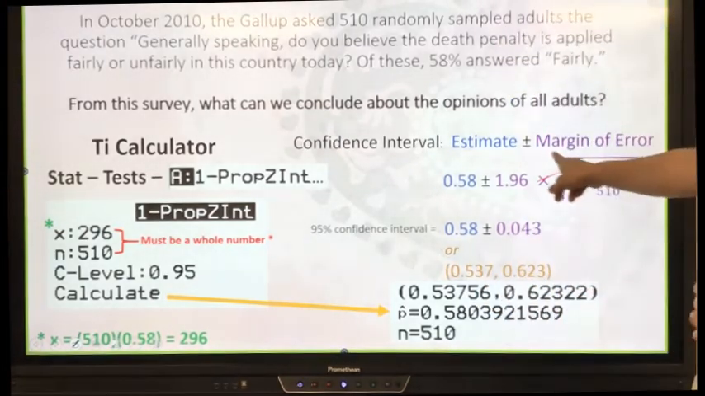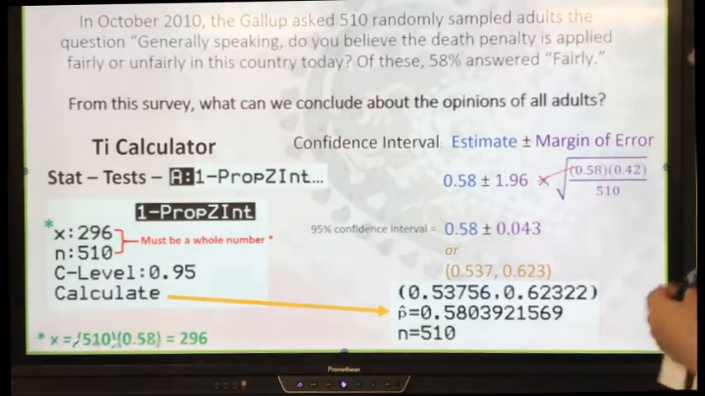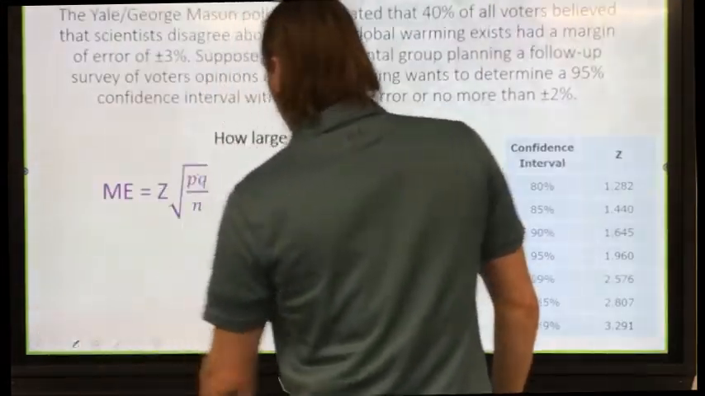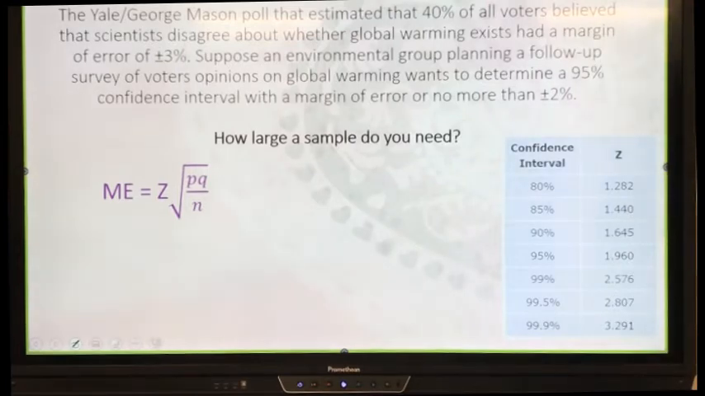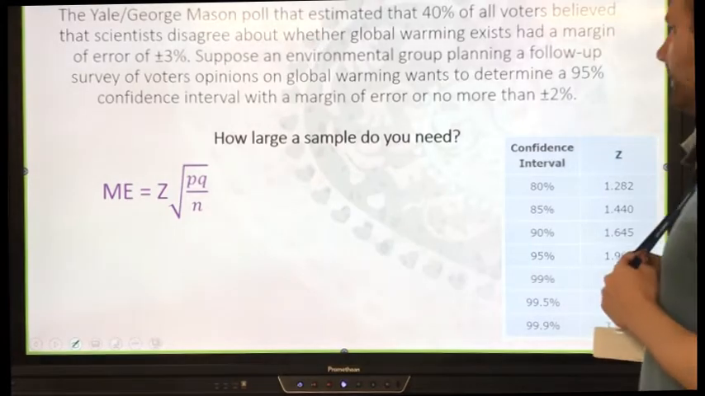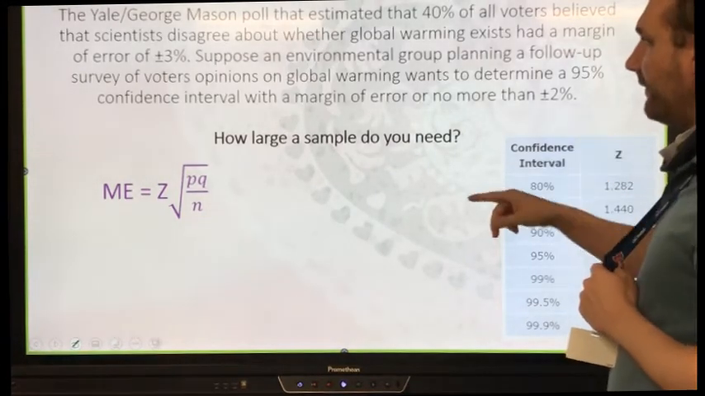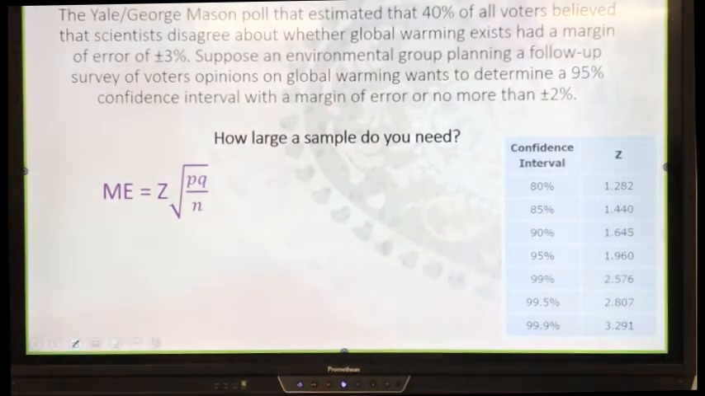Margin of error, though, you have to do by hand. So you have to know it's z times your standard deviation. Here's an interesting problem. The Yale George Mason poll that estimated that 40% of all voters believe the scientists disagree about whether global warming exists had a margin of error of plus or minus 3%. Suppose an environmental group planned a follow-up survey of voters' opinions on global warming and wants a 95% confidence interval with a margin of error of no more than 2%. How large of a sample size do you need?